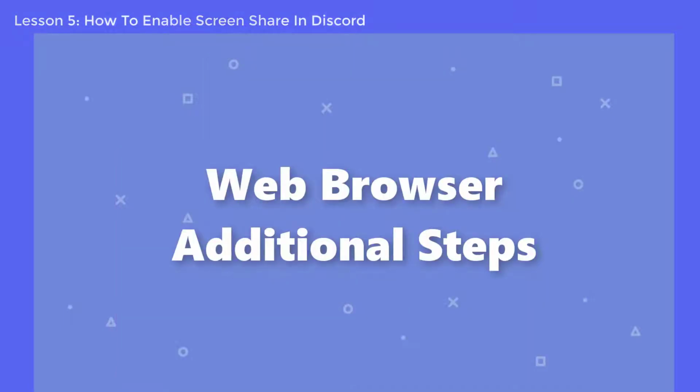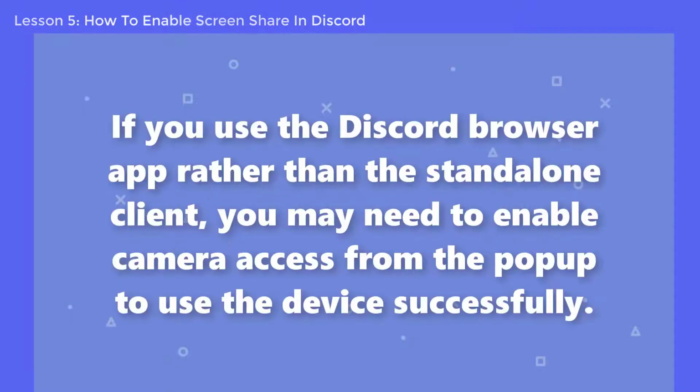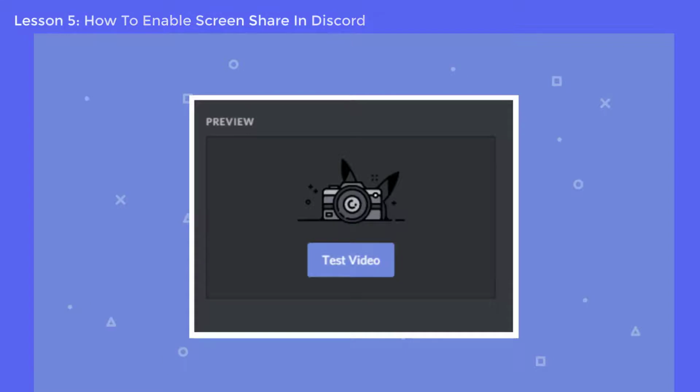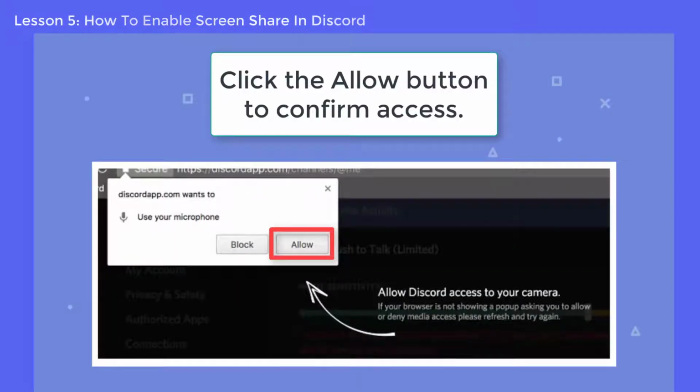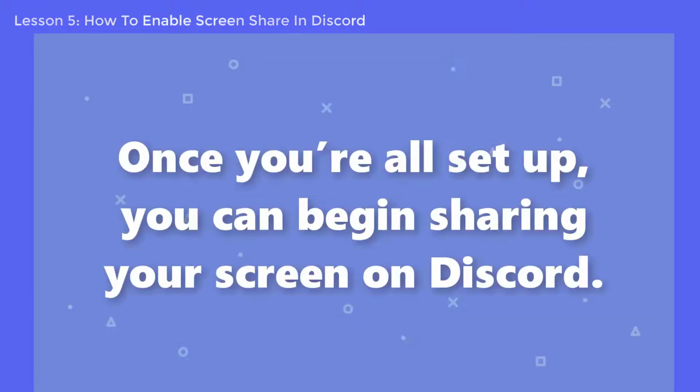Now we have web browser additional steps. If you use the Discord browser app rather than the standalone client, you may need to enable camera access from the pop-up to use the device successfully. If so, click the Allow button to confirm access. This will give Discord permission to access your phone or computer's microphone and camera to ensure that everything works properly. Once you're all set up, you can begin sharing your screen on Discord.